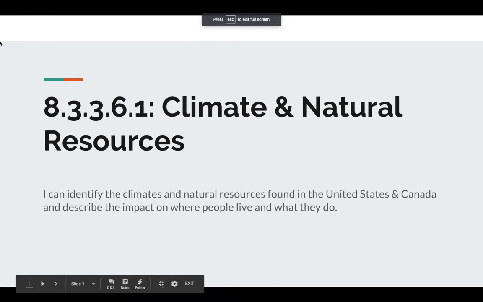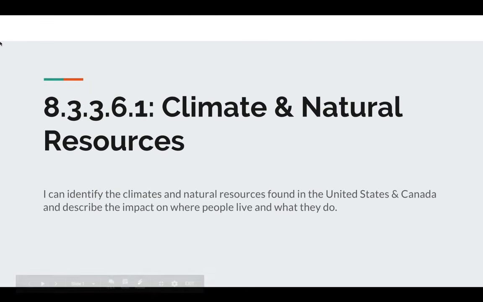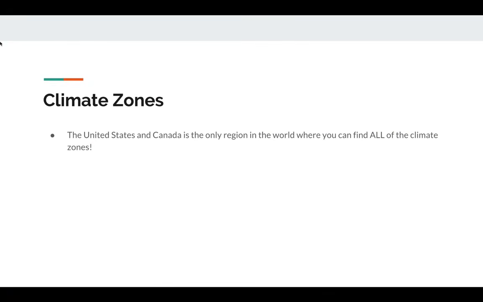Okay, our lesson today is 83361, Climate and Natural Resources. And your I can statement for this is I can identify the climates and natural resources found in the United States and Canada and describe the impact on where people live and what they do. So let's talk about climate zones first.